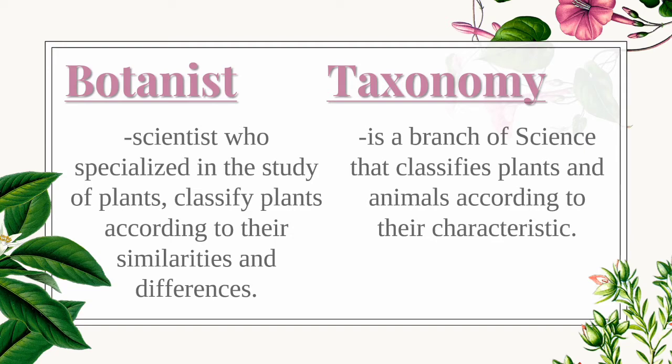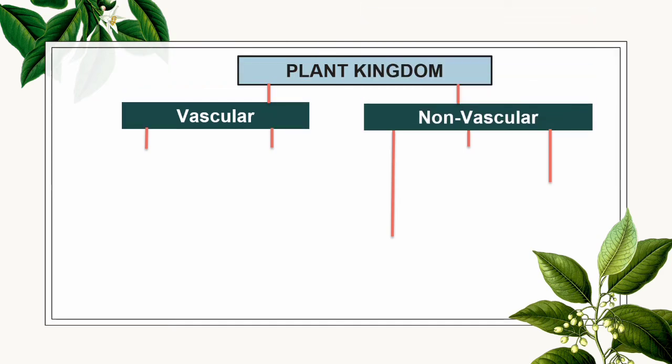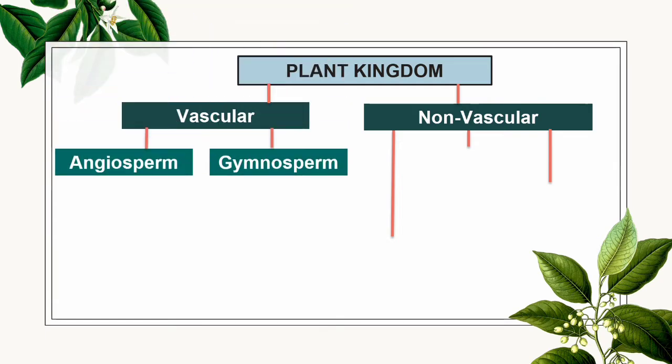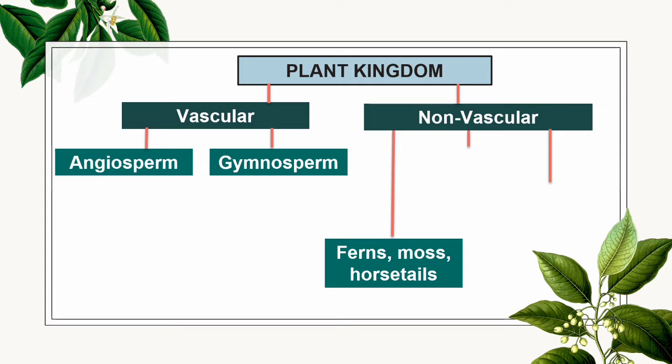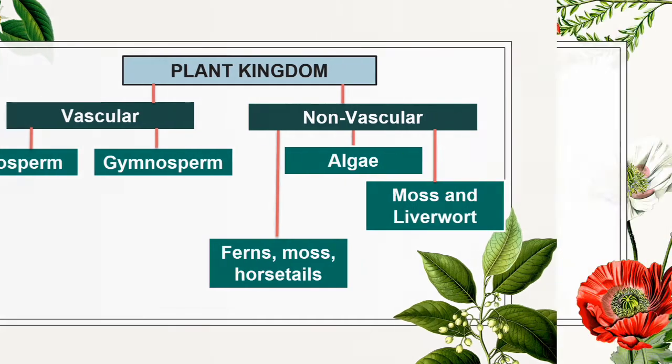Okay, we have this diagram of the plant kingdom. So we have the vascular and the non-vascular. So we have two groups. In vascular, we have the angiosperm and the gymnosperm. While in non-vascular, we have the ferns, moss, and horsetails, the algae, and the moss, and the liverwort. So we will discuss it one by one.